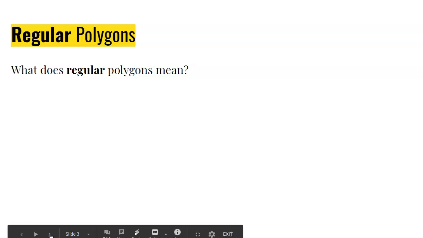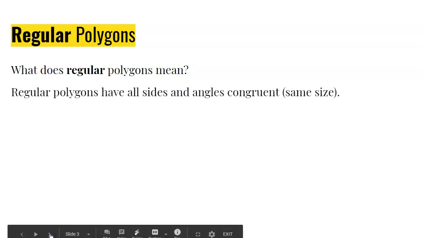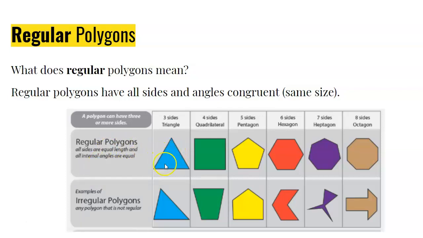First, what are regular polygons? Do you know what a regular polygon means? Regular polygons have all sides and angles congruent. Congruent means same size. So if you look at these examples, this first row is regular polygons. Here's an equilateral triangle. All 3 sides and all 3 angles are the same. If you look at this quadrilateral, it's a square. It has 4 right angles and 4 equal sides.